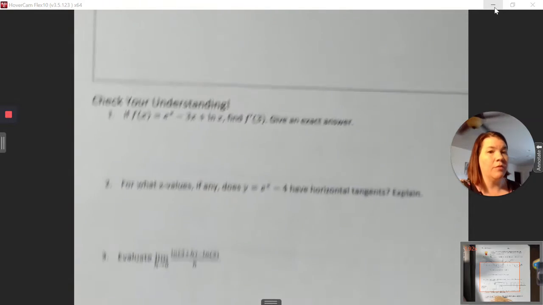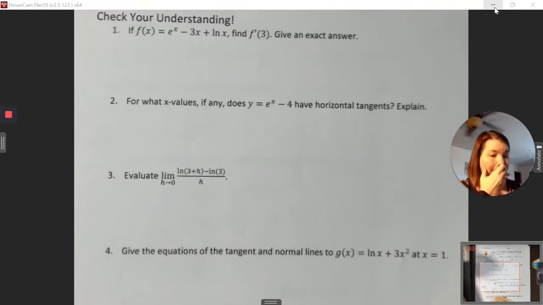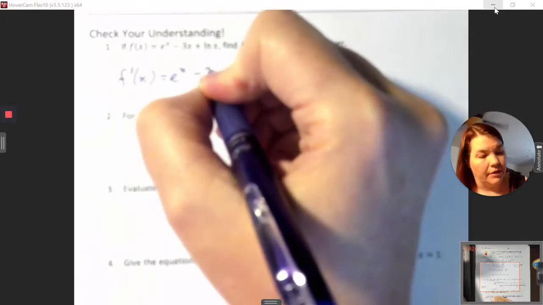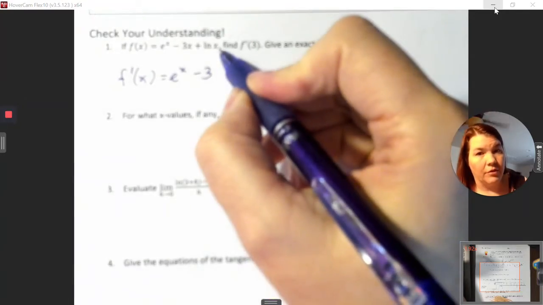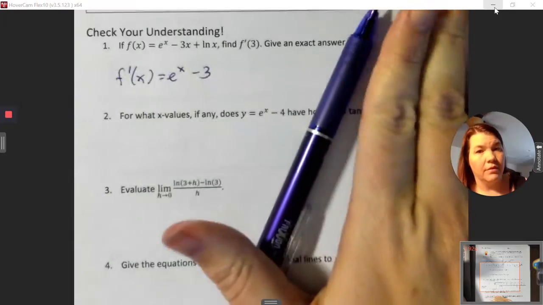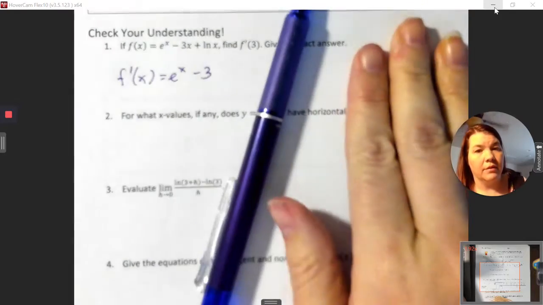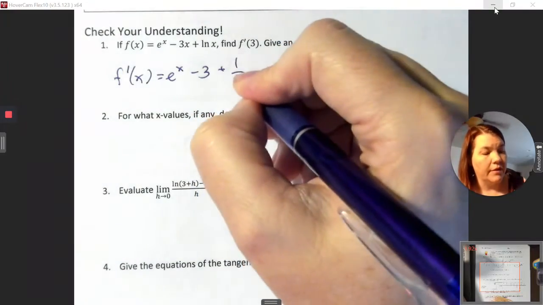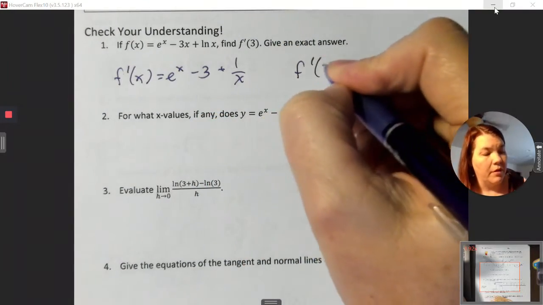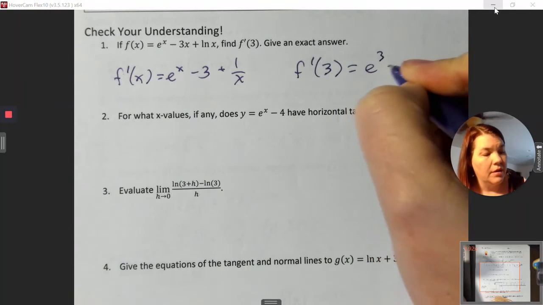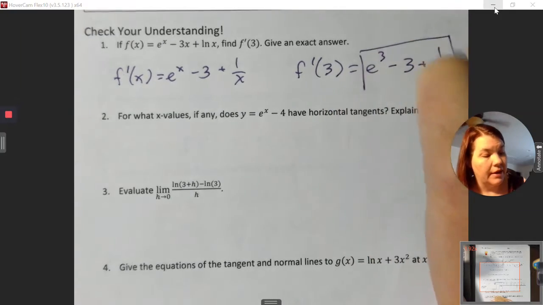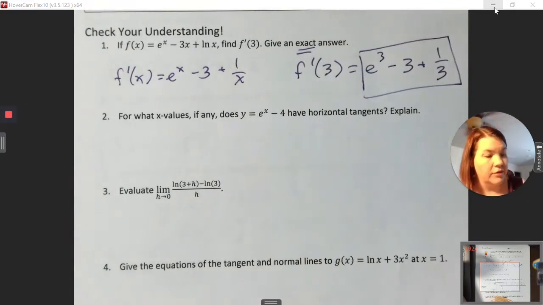Moving on to the second one for ln and e. So check your understanding, give an exact answer. f prime of x is equal to e to the x minus 3, derivative of that is 3, and then the derivative of ln, still a little blurry, derivative of ln of x is 1 over x. So f prime of 3 equals e to the 3 minus 3 plus 1/3. And I'm done. That's an exact answer. It said give an exact answer. I'm not doing it anymore.